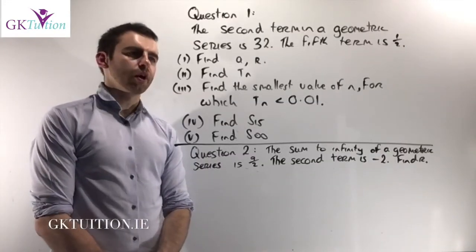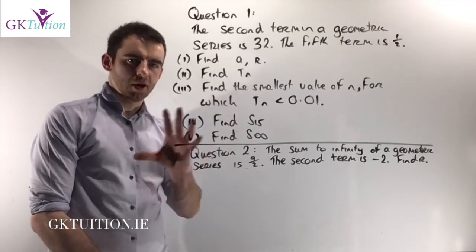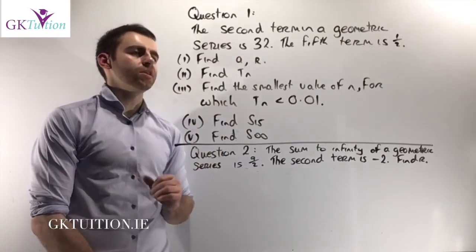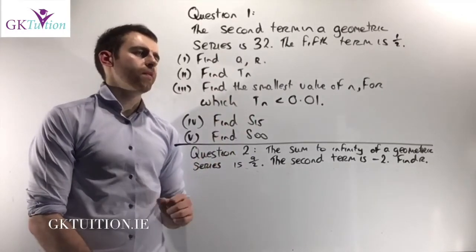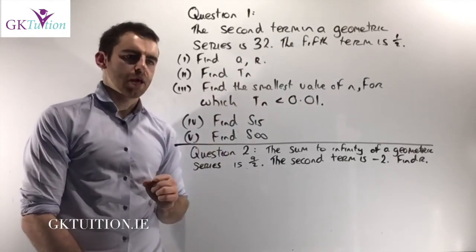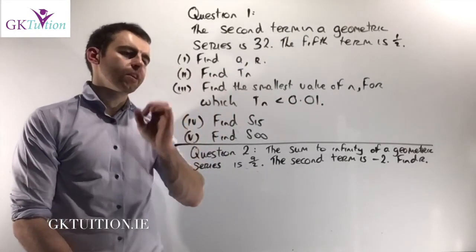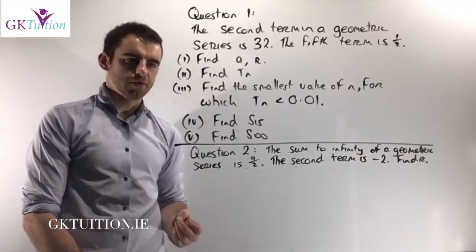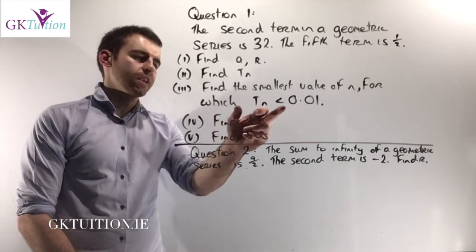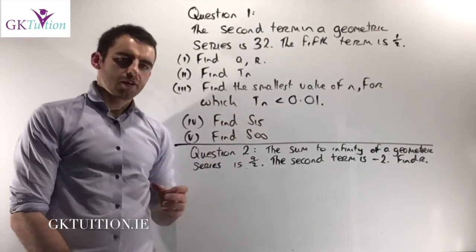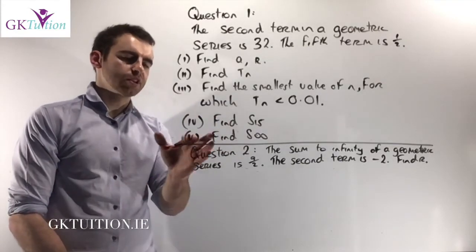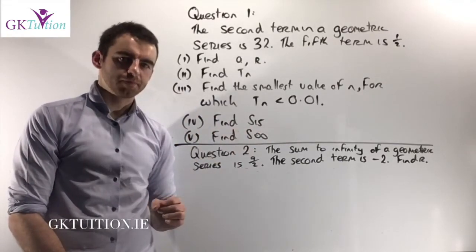Okay, so I'm giving you 2 questions in this video that kind of joins up a lot of the stuff we've done previously. The first question says that the second term in a geometric series is 32 and the fifth term is a half. I want you to find A and to find R. Then once you have A and R, I want you to find Tn, the general formula for the sequence. Then I want you to find the smallest value of n for which Tn is less than 0.01. The fourth thing is to find S15. And the last thing I want you to do then is to find S infinity.